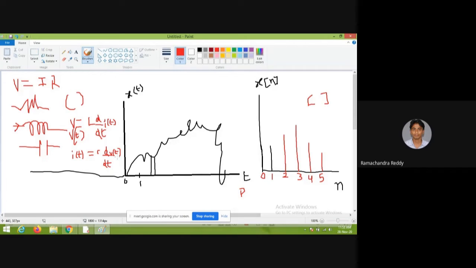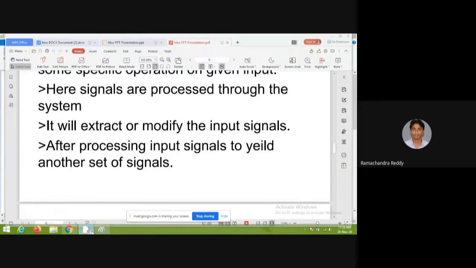So it is not only restricted to the electrical system, you can apply it in control systems and all the fields wherever it is necessary. Okay, fine. So when the system is processing the input signal, some changes take place related to the output. For example, y of t equals d by dt of x of t.